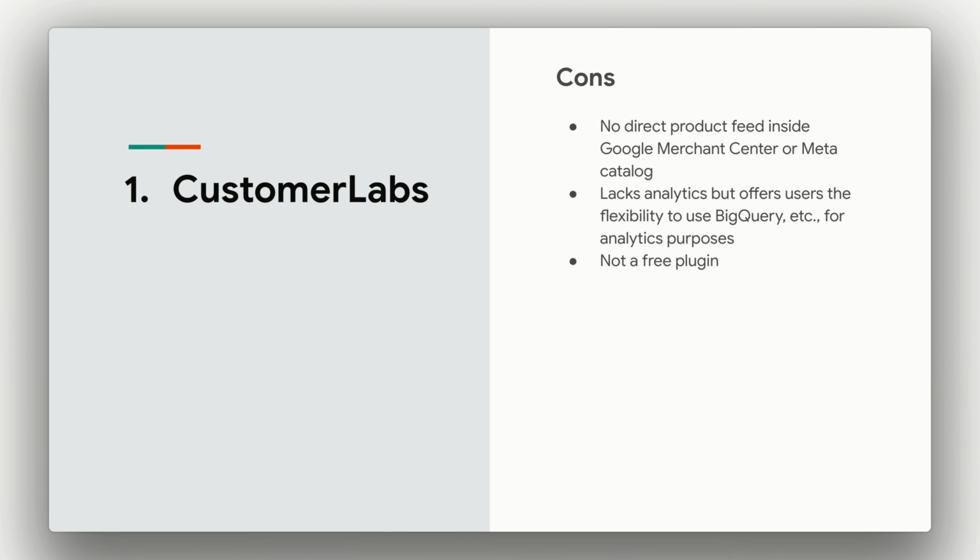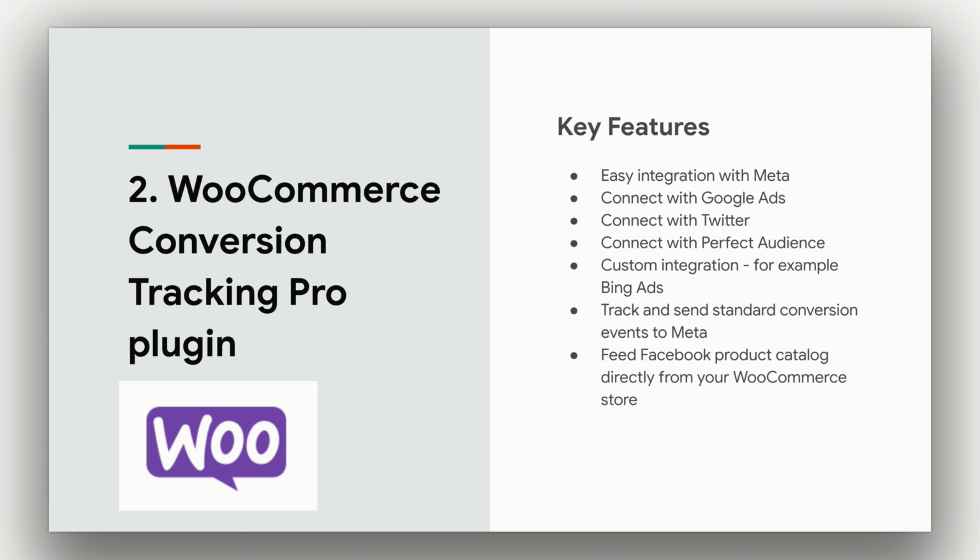Next, moving on, we have next in line a plugin by WooCommerce itself, the WooCommerce Conversion Tracking Pro plugin. This is a plugin which WooCommerce developers have brought to you to help you track all the conversions inside your WooCommerce store. So let's see its key features. This plugin helps you with easy integration with Meta Ads, Google Ads, Twitter, and Perfect Audience. However, if you want to go for any custom integration, for example, Bing Ads, it offers that, but then it is not so easy as with Meta Ads, Google Ads, and Twitter.